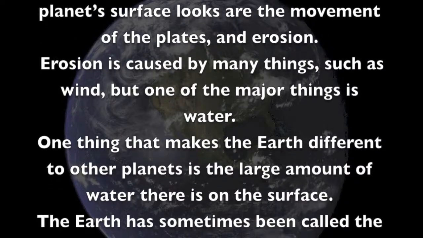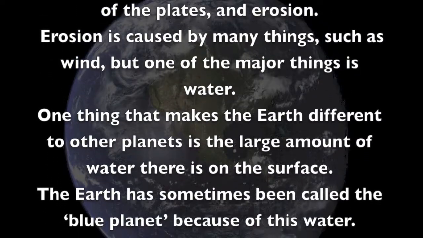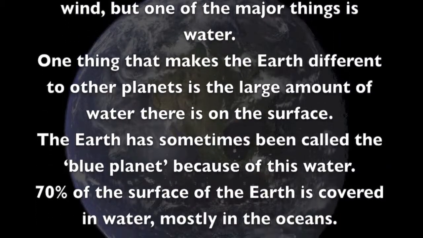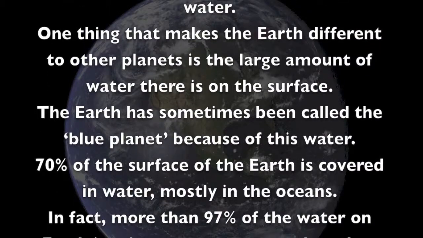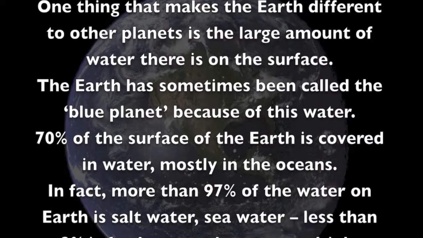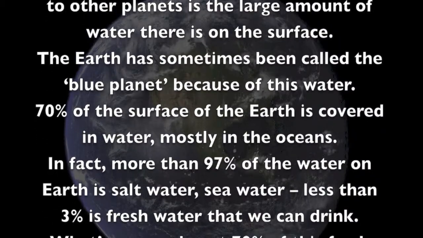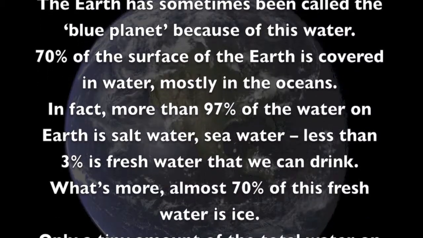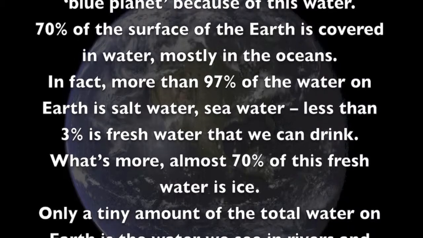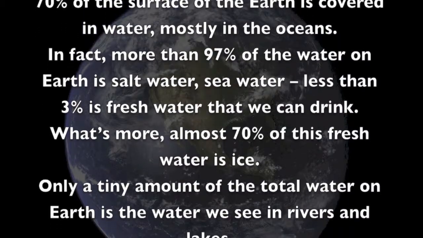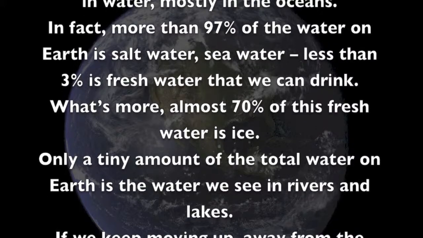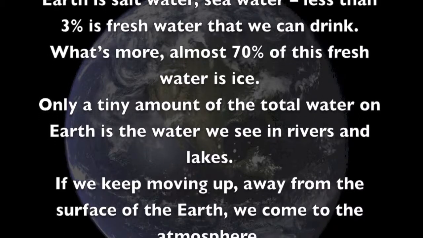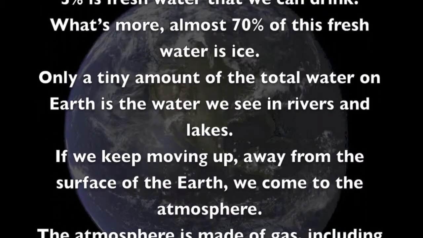One thing that makes the Earth different to other planets is the large amount of water there is on the surface. The Earth has sometimes been called the blue planet because of this water. 70% of the surface of the Earth is covered in water, mostly in the oceans. In fact, more than 97% of the water on Earth is salt water, seawater. Less than 3% is fresh water that we can drink. What's more, almost 70% of this fresh water is ice. Only a tiny amount of the total water on Earth is the water we see in rivers and lakes.